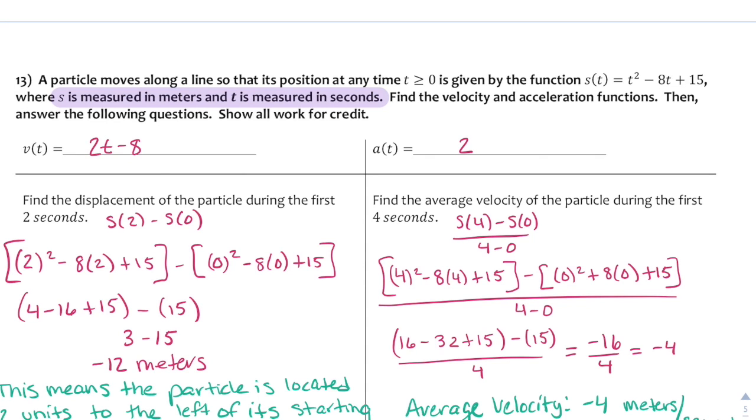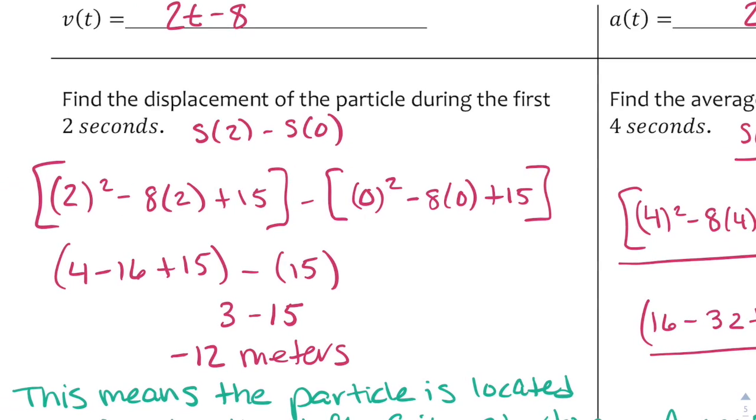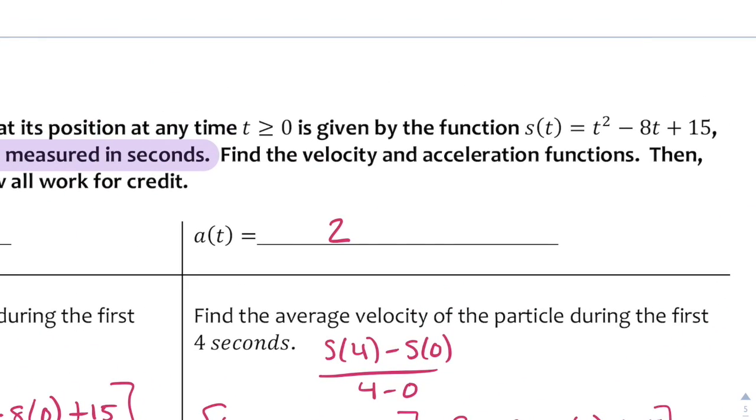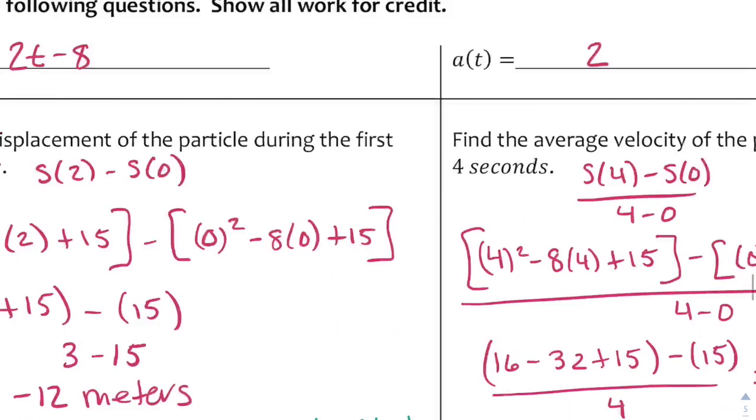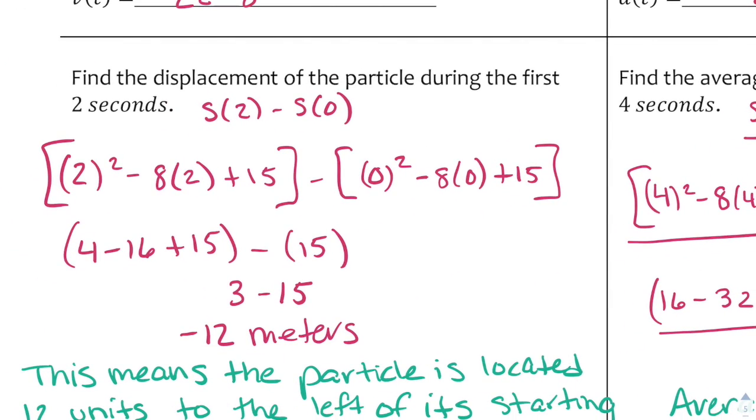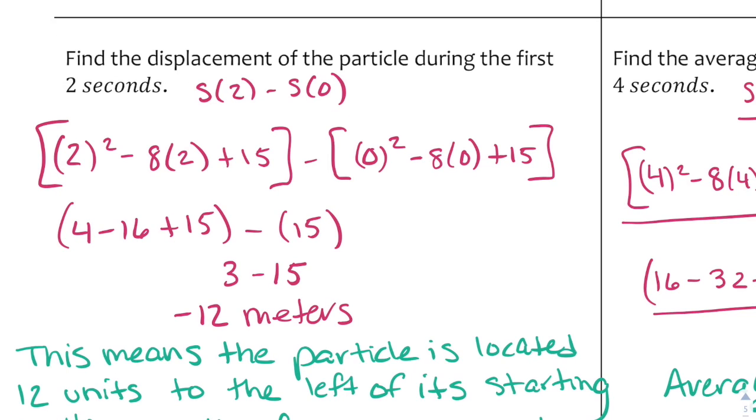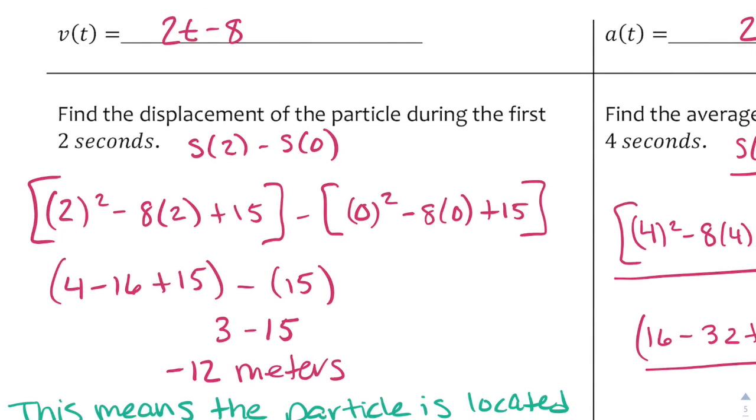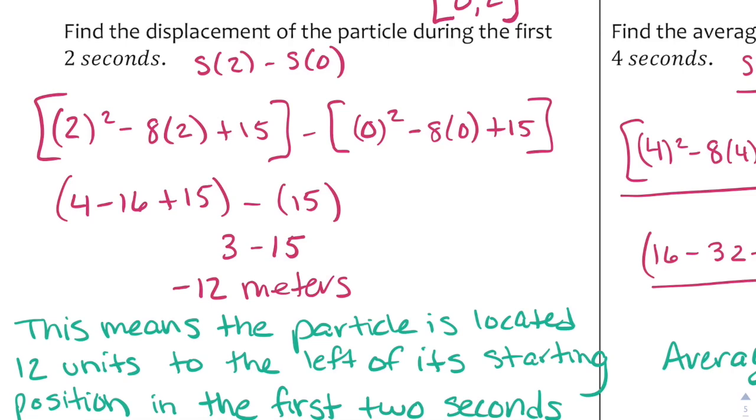Find the displacement of the particle during the first 2 seconds. Well, the displacement is based on the original function. That's its location at time t, or its position. So we are going to do the interval from 0 to 2, which is going to be s of 2 minus s of 0. It's going to be the end result minus the beginning. I evaluate all of that. Looks like I get negative 12 meters.